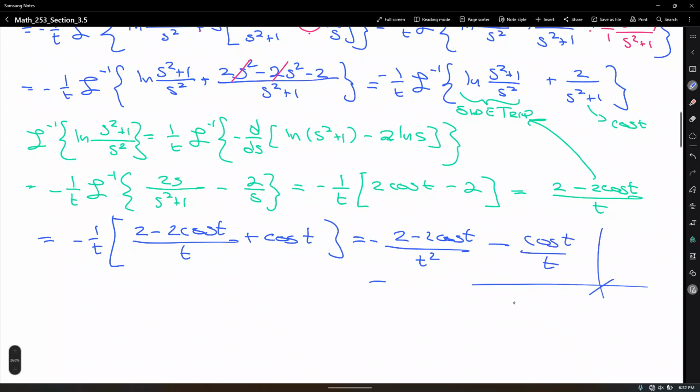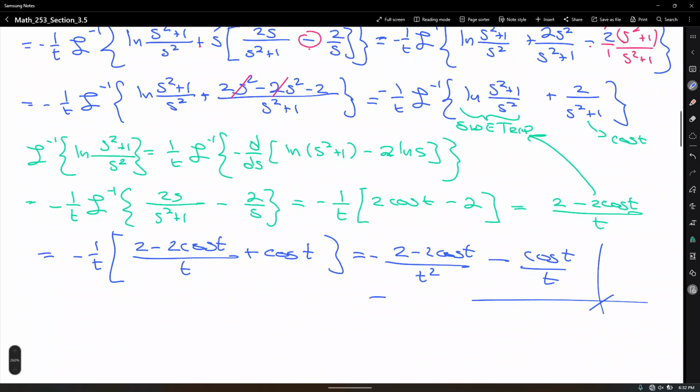And you can leave it like this, or maybe combine the fractions together.